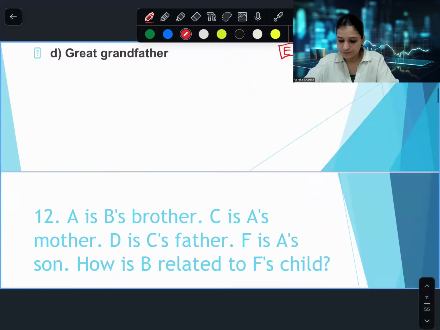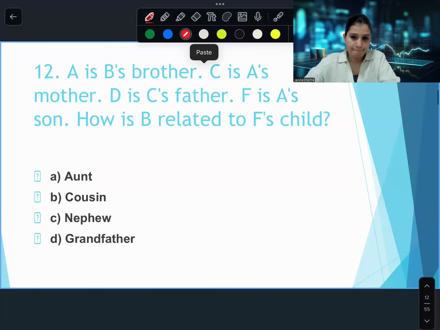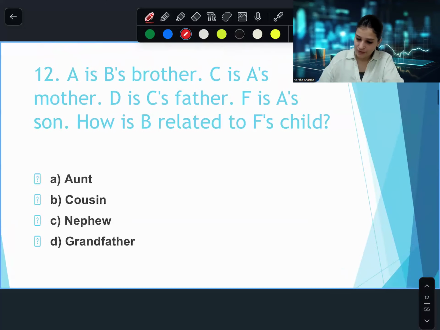12. Answer options: aunt, grandfather. Let's see. A is B's brother.